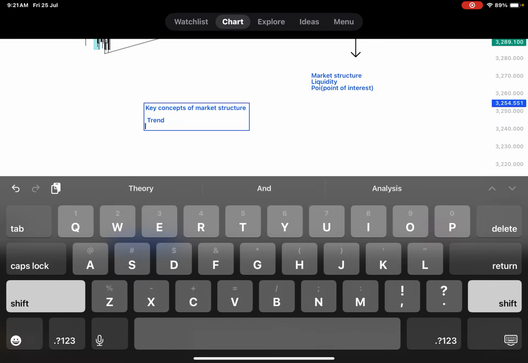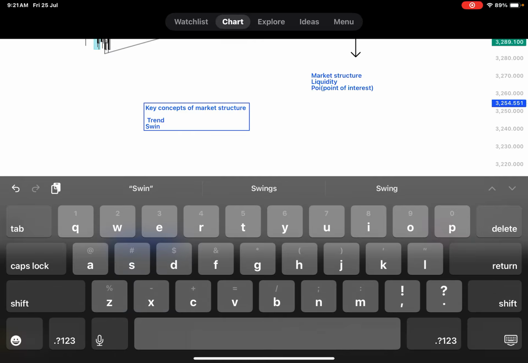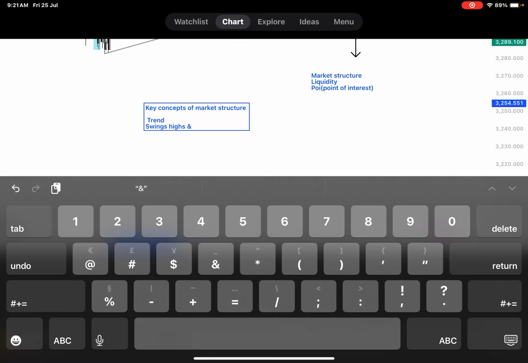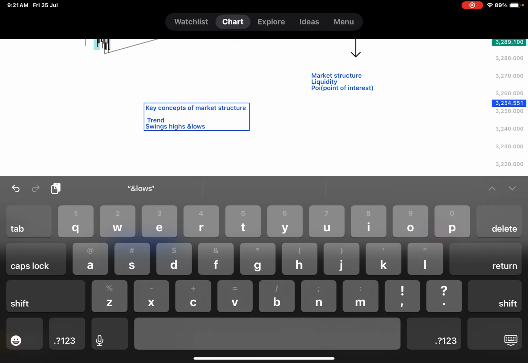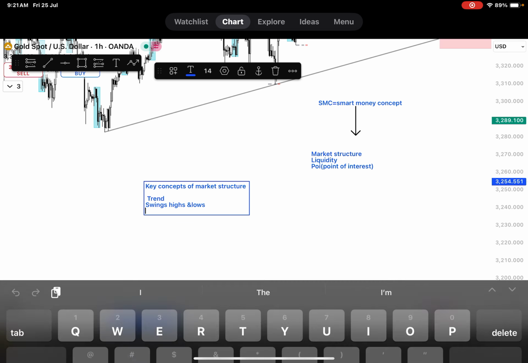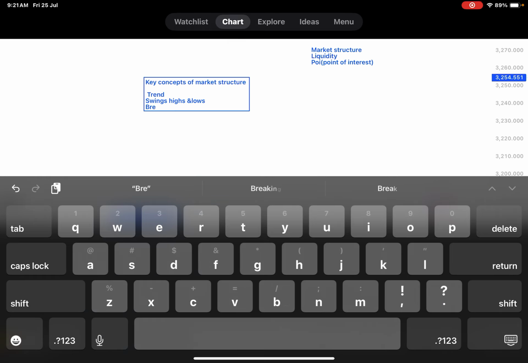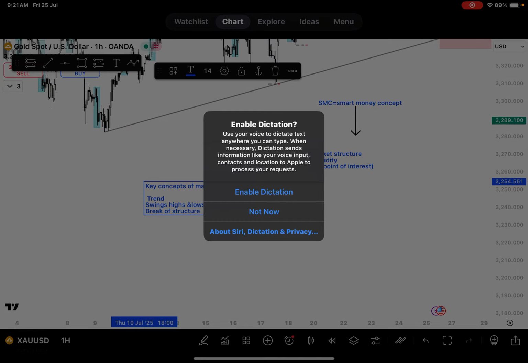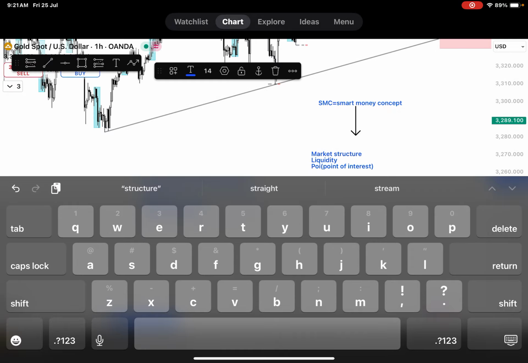The second one, we have the swing highs and lows. Yes, we have swing highs and lows. Then we have break of structure.